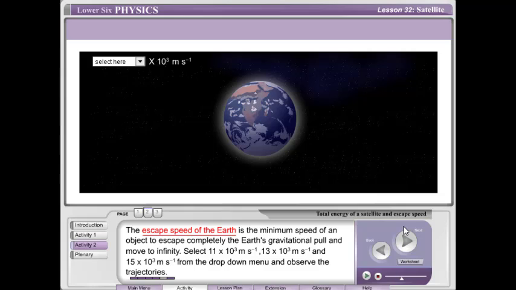Select 11 times 10 to the power 3 meter per second, 13 times 10 to the power 3 meter per second and 15 times 10 to the power 3 meter per second from the drop-down menu and observe the trajectories. Missile escapes completely from the Earth's gravitational pull.